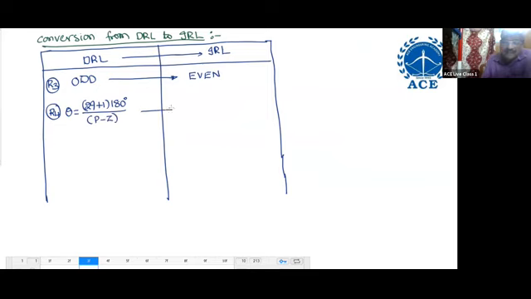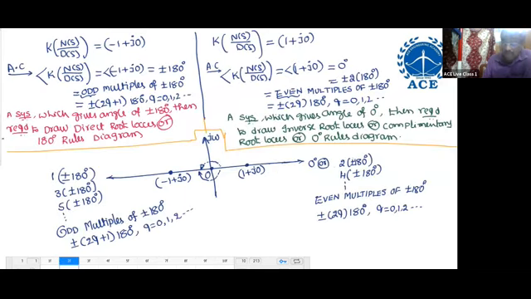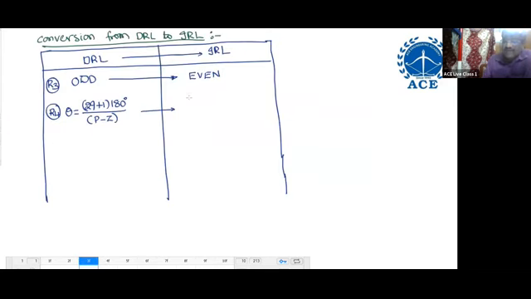Whereas in inverse root locus, here 2q plus 1 is there, but here it is 2q. In inverse root locus, the angle of asymptote formula is 2q into 180 by (p minus z).